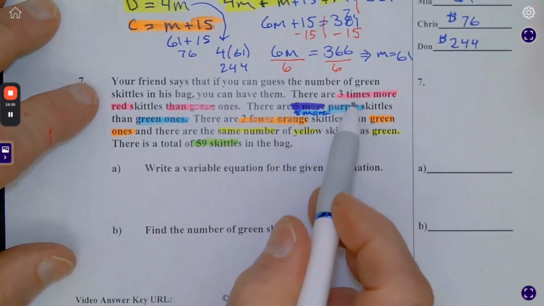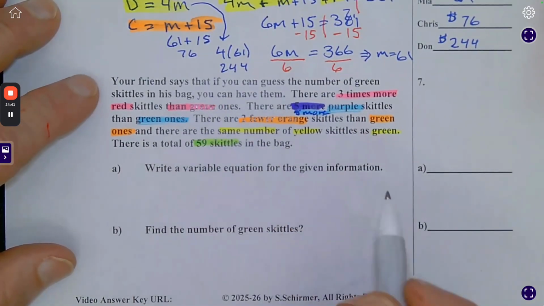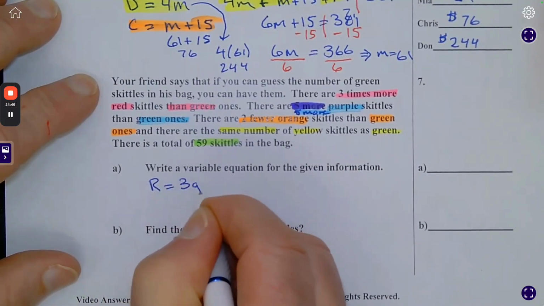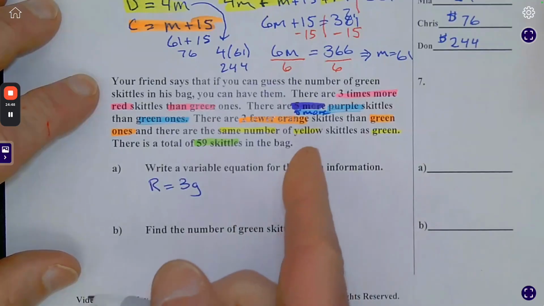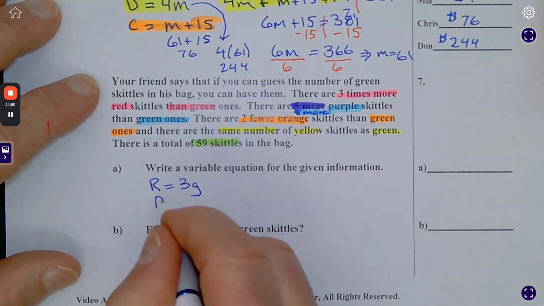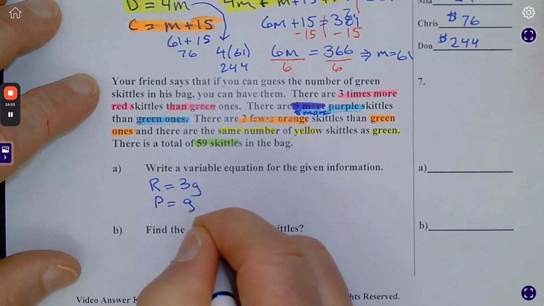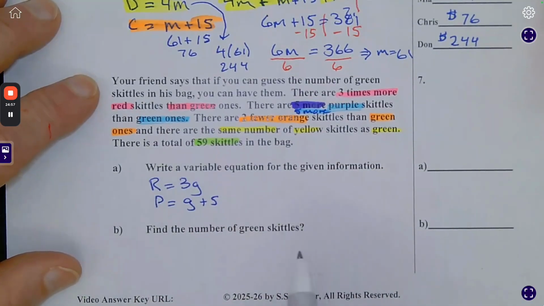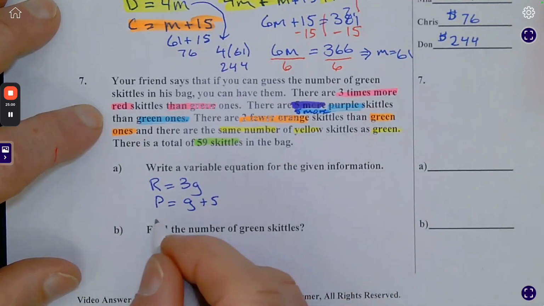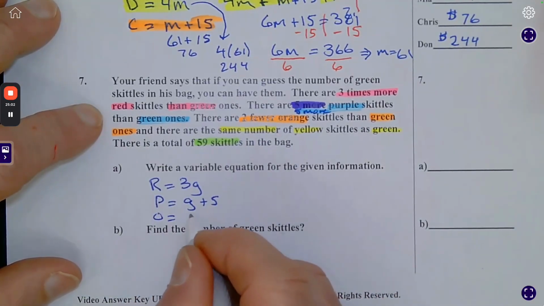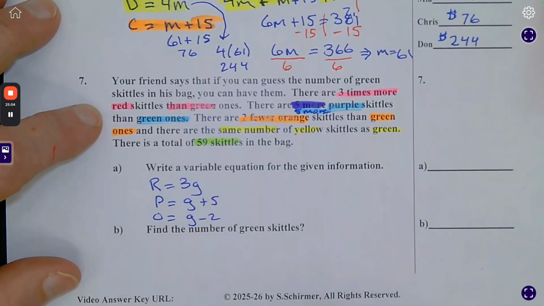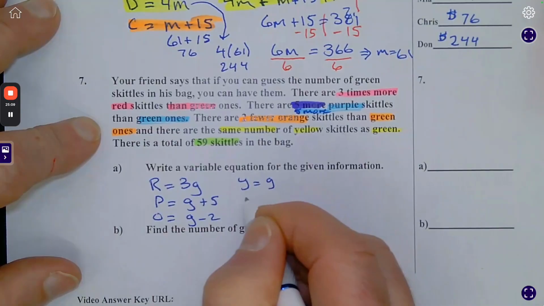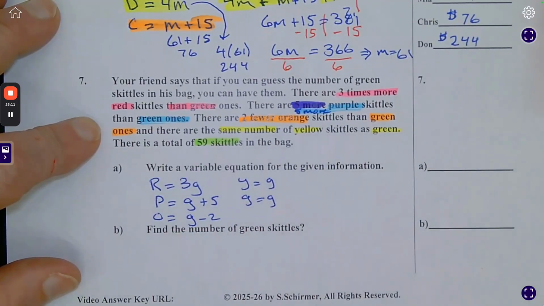Let's start with up here in the pink. All right, 3 times more red than green. So red equals 3 times green. Boom, that's done. There are 5 more purple than green. So purple equals green plus 5. That's what it means to be 5 more than something. You add 5 to it. Okay, there are 2 fewer orange. So that's green minus 2. And there's the same number of yellow as green, and then green has green.